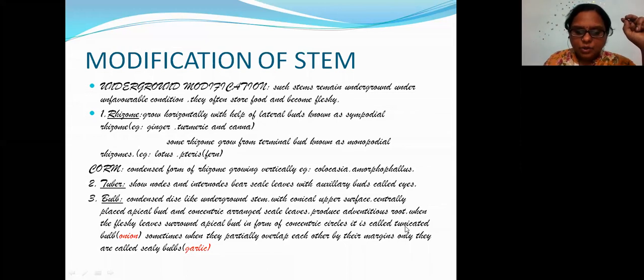Onions are the example of tunicated bulb, because all the fleshy leaves are fused with each other. But in the case of garlic, you can see that they just overlap. They are just touching by their margins. You can segregate them. Such types of bulbs are called scaly bulbs. Okay, clear, Ashwath?